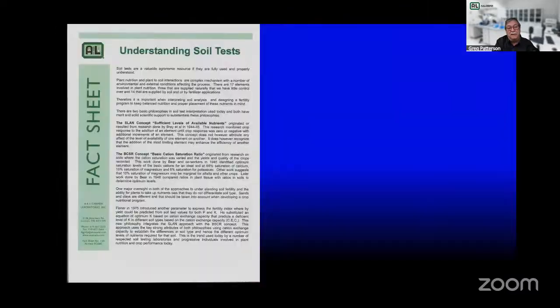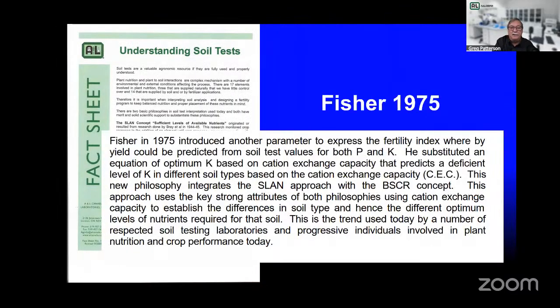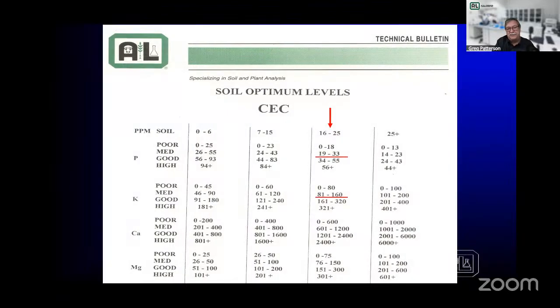It wasn't until 1975 that Fisher said, well, we're not looking at this practically. We're not dealing with cataloging soils based on sands and clay. So Fisher used cation exchange capacity to take this information and catalog the soils based on if they're sand or clay, and establish what the ideal optimum nutrient level would be in a sand versus a clay. And unfortunately, even today, a lot of people do not do this. They still use the sufficiency approach or the base saturation approach, which together work really well, but independently they can cause some misgivings.